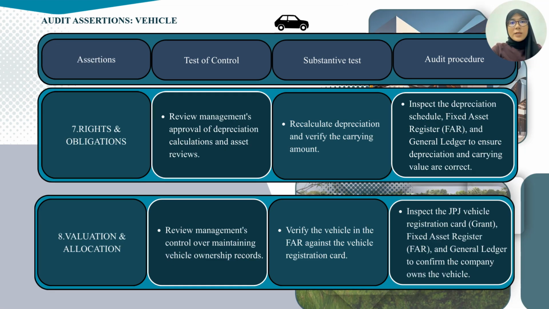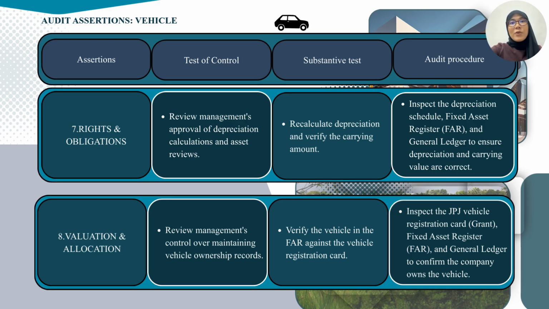On this slide, I will explain rights and obligations and valuation and allocation. For rights and obligations, the auditor will review management's approval of depreciation calculation and asset reviews. The next one, the auditor recalculates depreciation and verifies the carrying amount. And the last one is inspect the depreciation schedules, FAR and general ledger to ensure depreciation and carrying value are correct. For example, the auditor checks the JPJ registration card to confirm the vehicle is registered under the company's name.